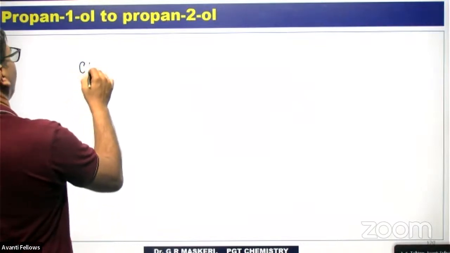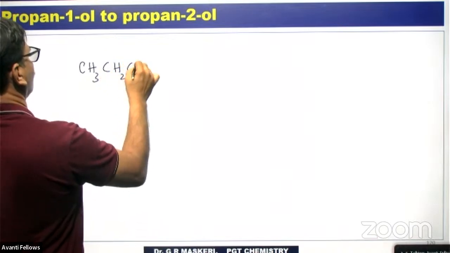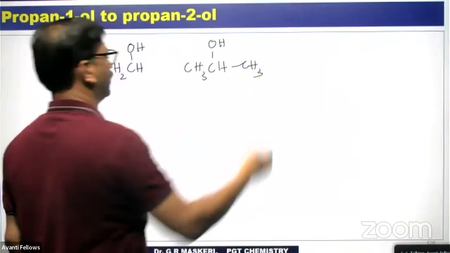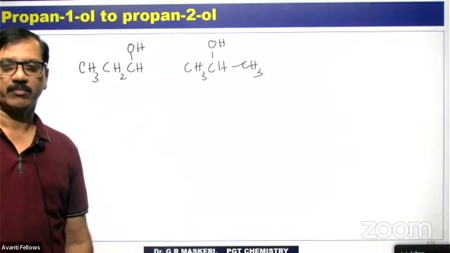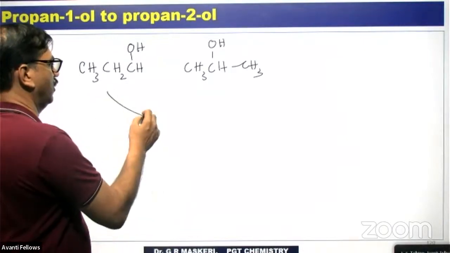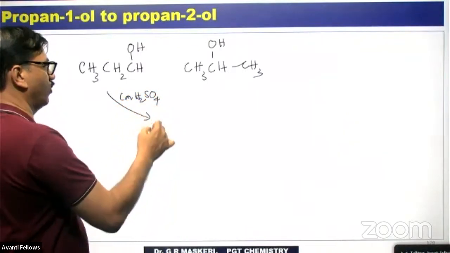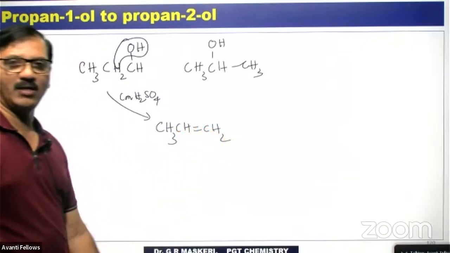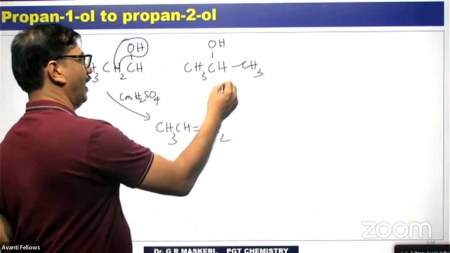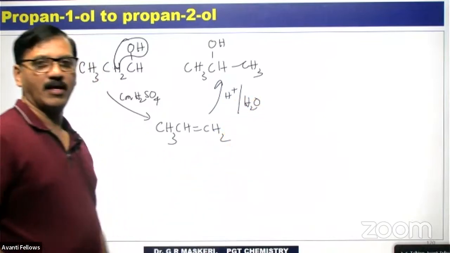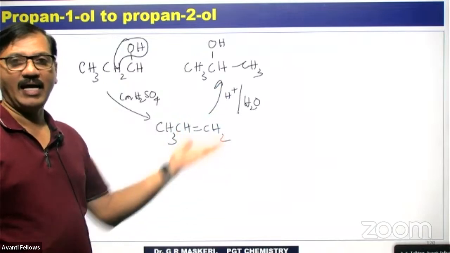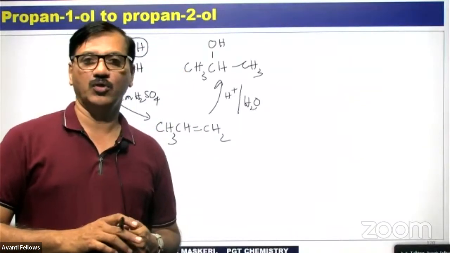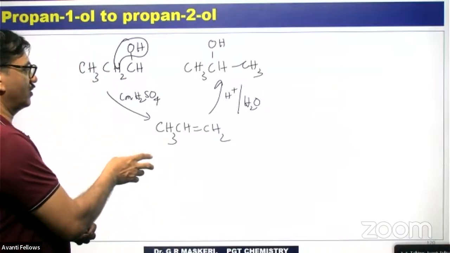Now, propane 1-ol, CH3CH2CH2OH, this is rather easy. Propane 2-ol, I think you can do, it is an easier one. Again, concentrated H2SO4, so that H and OH go away, and a double bond forms; propene is obtained. Then propene to this, as I told you, is H plus H2O, acid catalyzed hydration of the alkene, which will give propane 2-ol. So the reagent that you use should be chosen carefully here.